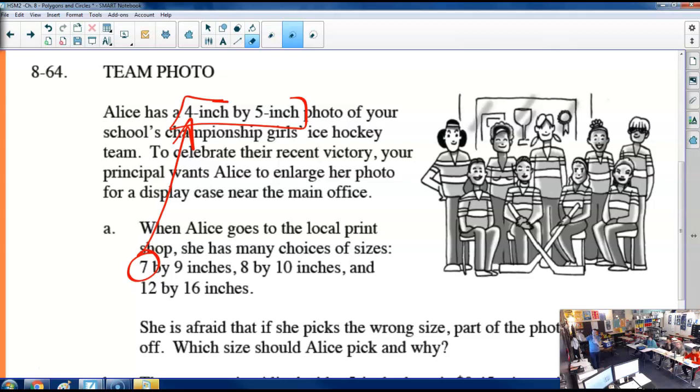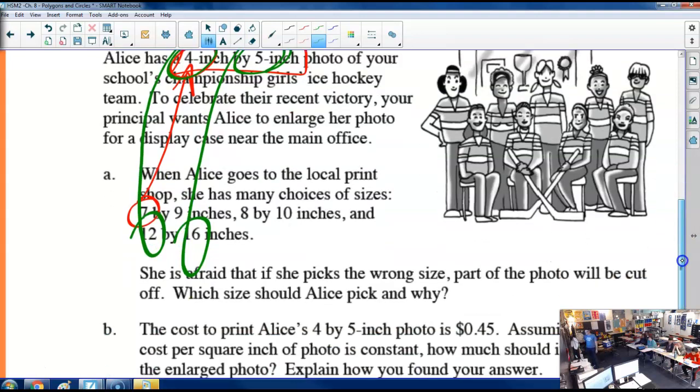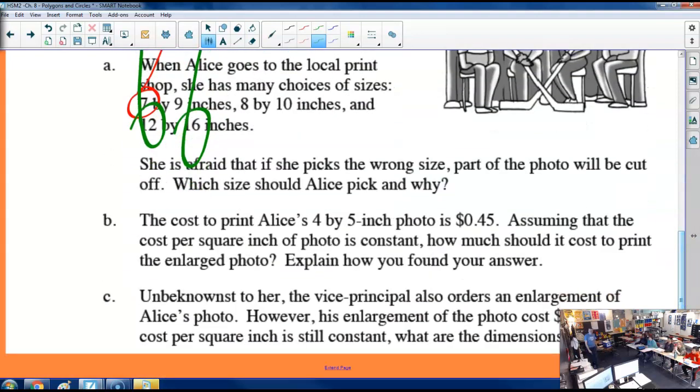No, because 4 times 3 is 12, and then 5 times 3 is 15. So 8 by 10. That's a 3. This is not quite the 8 by 10. Right? So this is why I think we're going to be able to skip this. This is basically the whole lesson.